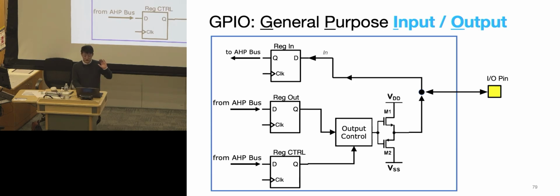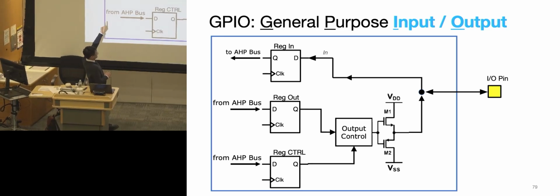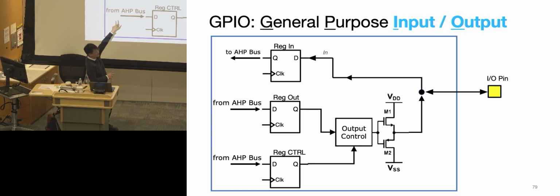You can control it to be an input or output with this register control here. Basically, it's another control signal coming from the high performance side that determines where that data goes. Is it an input, going to the top, or is it an output, getting the data from the high performance buses and then sending it to the outside world?